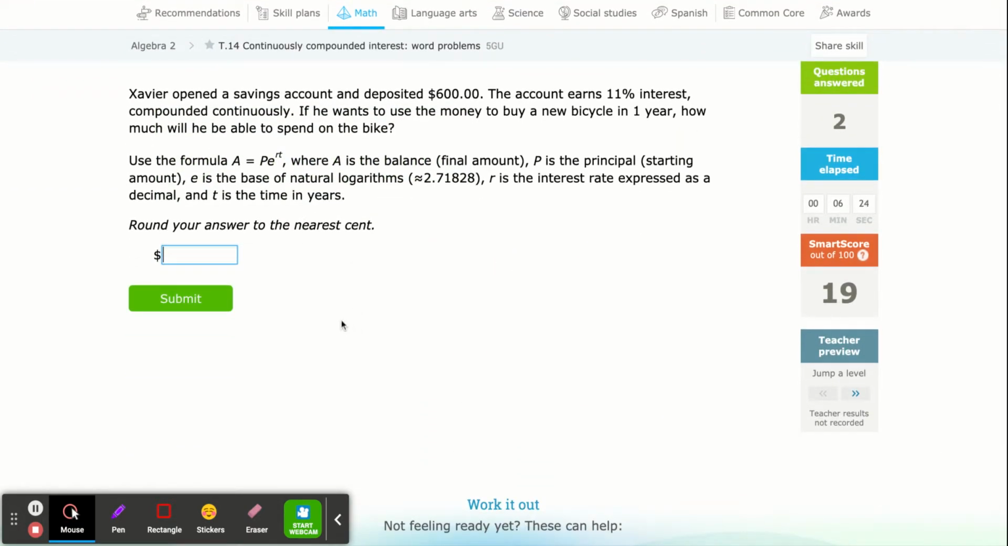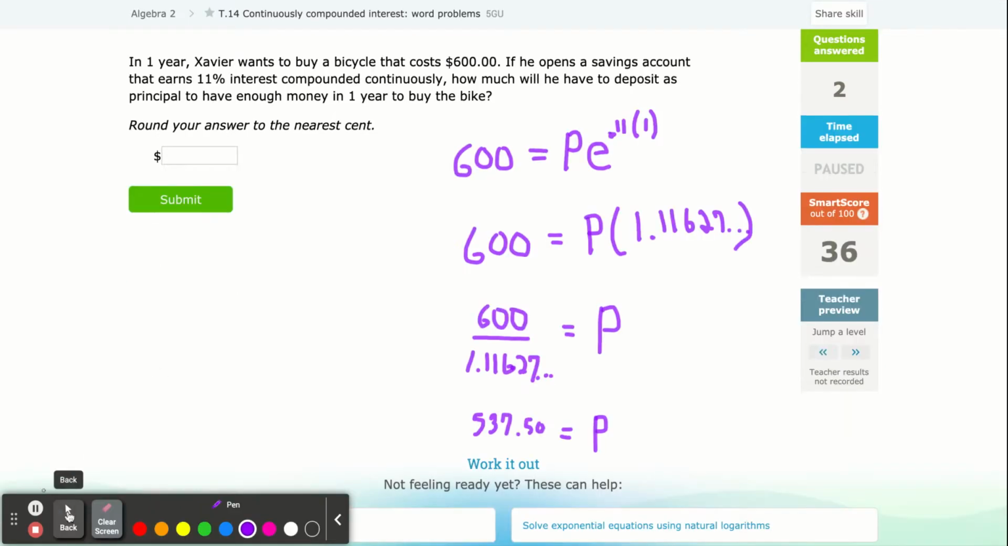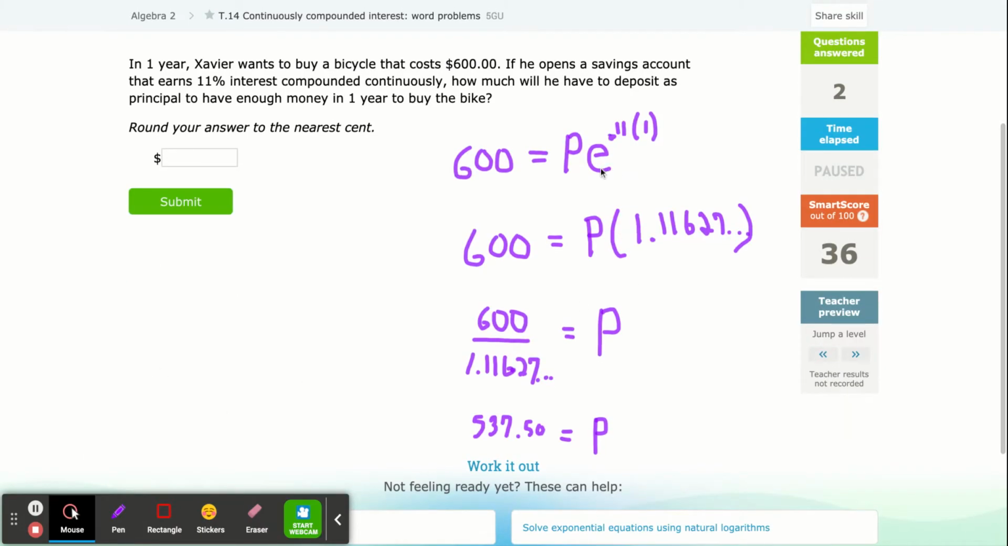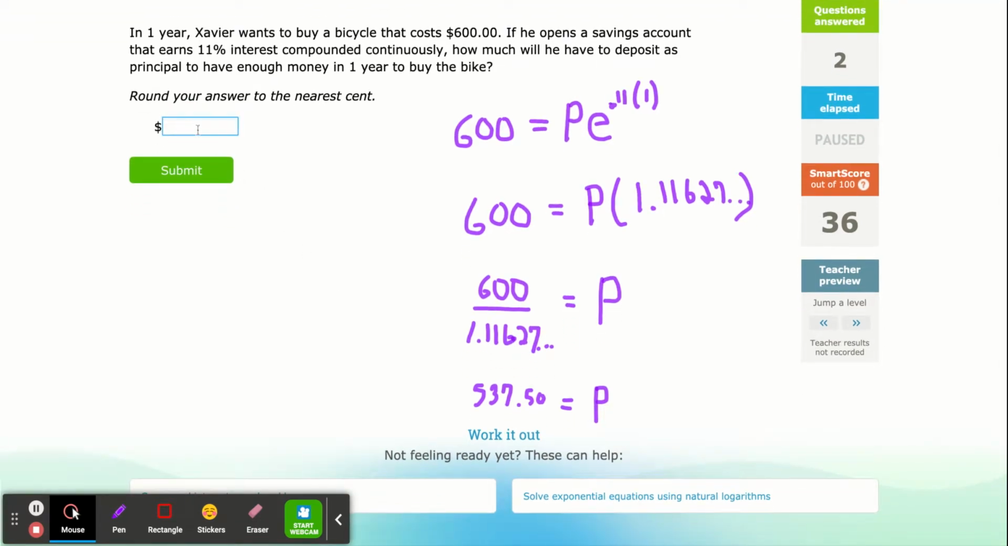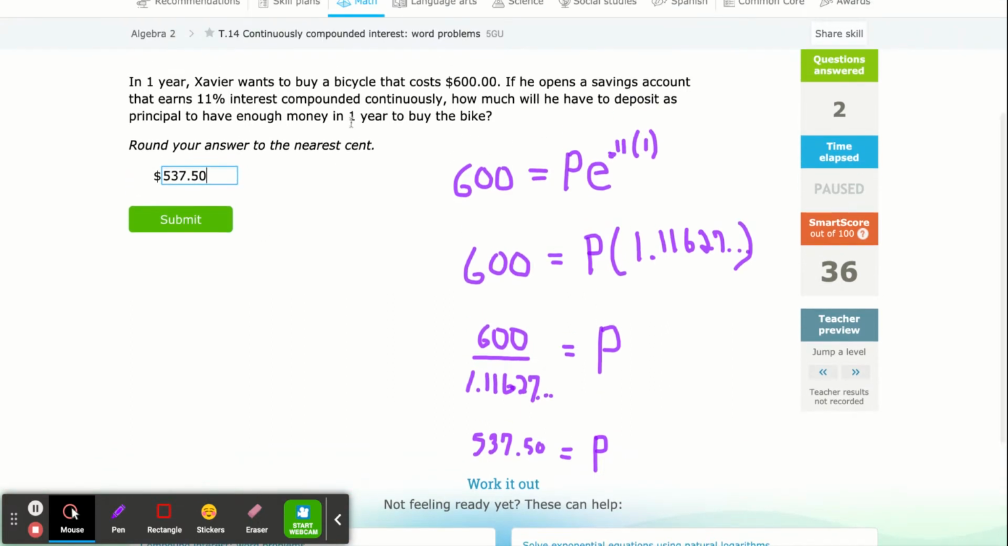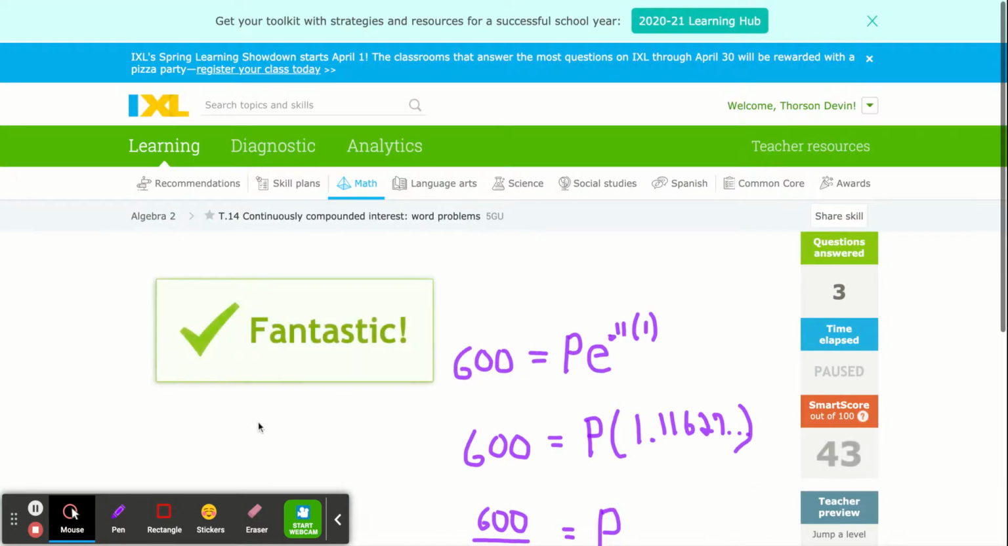Well, let me jump ahead to make sure we get some, because I'll bet you anything we're going to have some that works backwards. So basically, I just took E, raised it to 0.11, got 1.11627 times some principal amount equals 600, divide over the 1.11627, and I find out he would have had to have deposited $537.50 in order to have 600 at the end of 1 year.